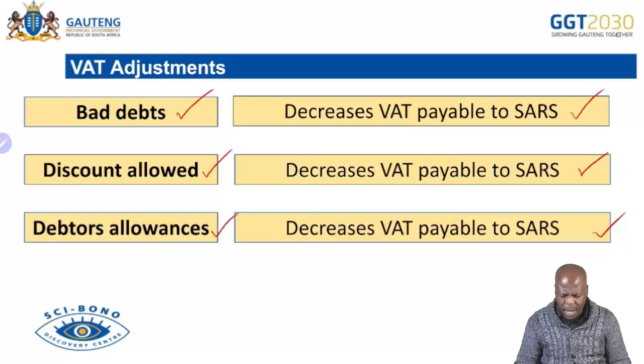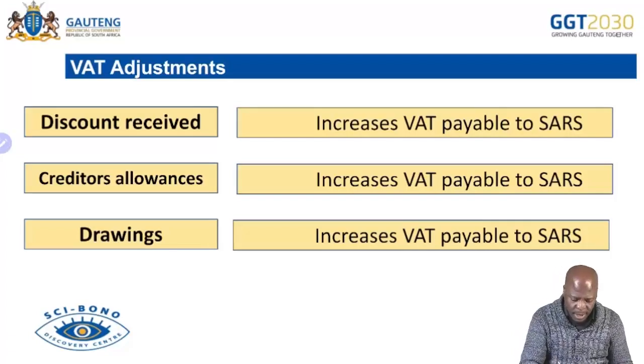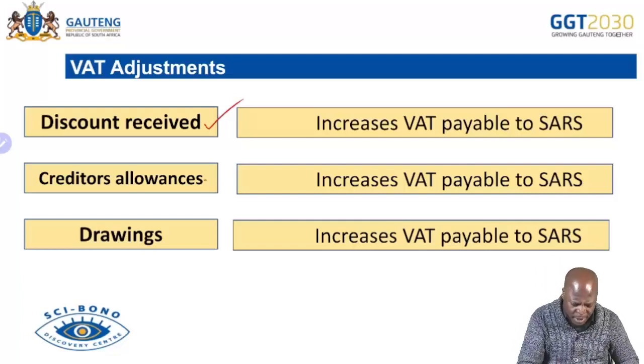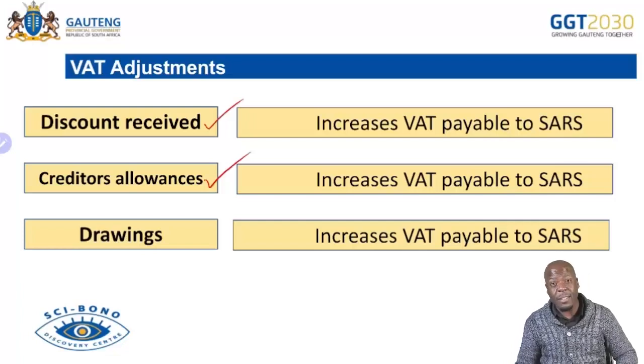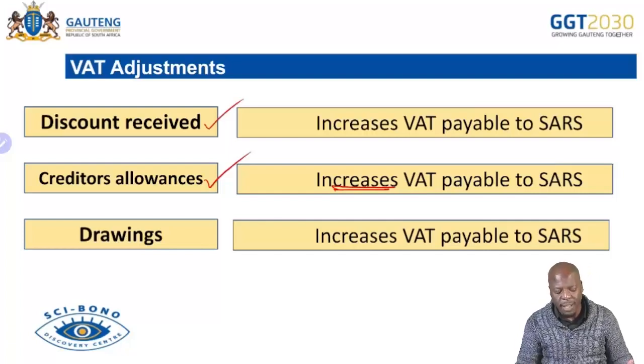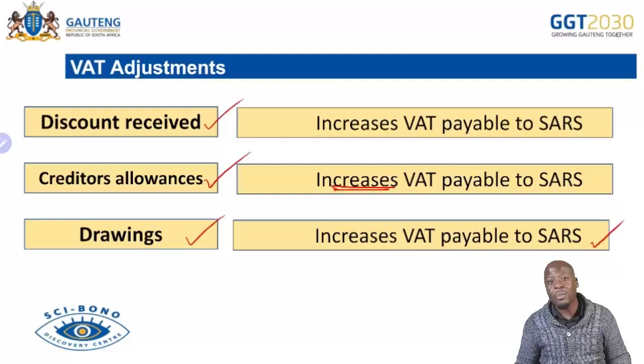I want us to come now to what can increase the VAT payable to SARS. The first one is discount received. Discount received will lead to an increase in the VAT that is payable over to SARS. And then we have creditors allowances. It is important that you know that they lead to an increase in the VAT that is payable over to SARS. And lastly, drawings. Okay? Drawings, because they are taken for personal use by the owner, increase VAT that is payable over to SARS.